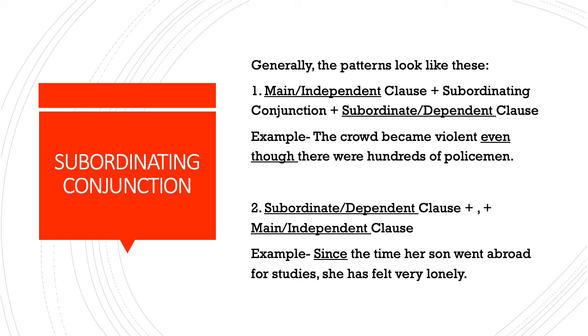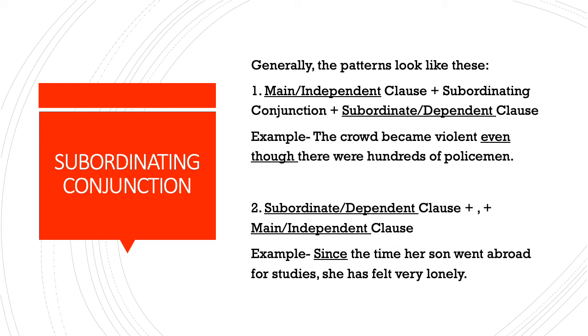For example, the crowd became violent. This is my main clause, independent clause. Why? Because this sentence is complete in itself. Correct? Now, I add the subordinating conjunction "even though," and then I add my subordinate or dependent clause: there were hundreds of policemen. So, the crowd became violent even though there were hundreds of policemen.